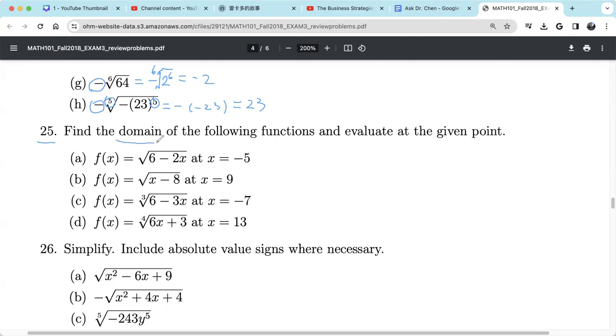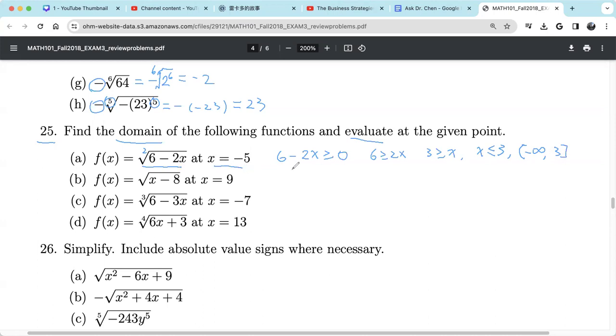Okay, 25, we want to find the domain of the functions and evaluate at a given point. So this is a square root function. The function is defined under real numbers. So we see the radicand has to be non-negative because the index is 2. I solve this, so we get 6 greater than or equal to 2x. We divide by 2 on both sides. There's 3 greater than or equal to x, but normally we start with the variable. We see x is less than or equal to 3. That's the domain. If we want to use interval notation, that's from negative infinity up to 3, and including 3.